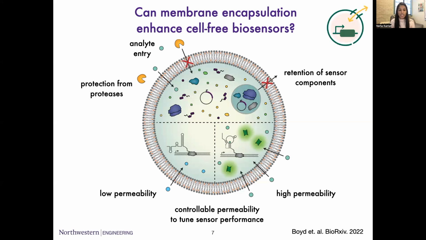What we showed in this study is that the membrane provides a lot of critical features. It protects the cell-free extract from degradative enzymes, while still allowing our analyte of interest to cross the membrane. It retains all of the molecules that we need to keep our cell-free system running. And by changing carefully the composition of our membrane, we can change its permeability, allowing less fluoride or more fluoride to enter our vesicle sensor, which has a direct effect on the sensitivity and performance of the total sensor.